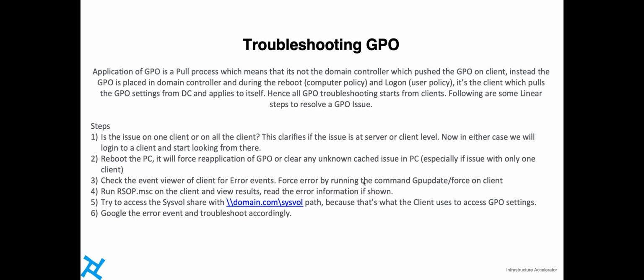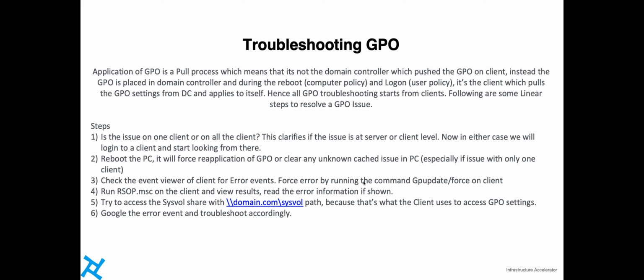Troubleshooting group policy objects. This is something very important, and I already gave you a look into how group policy gets applied. It's a pull process, not a push process. So let's see how we can troubleshoot it. Application of GPO is a pull process, which means that it is not the domain controller which pushes the GPO on the client. Instead, the GPO is placed on a domain controller, and during the reboot, for computer policy, and during the logon, for user policy, it's the client which pulls the GPO settings from the domain controller and applies them to itself. Hence, all GPO troubleshooting should start from a client.